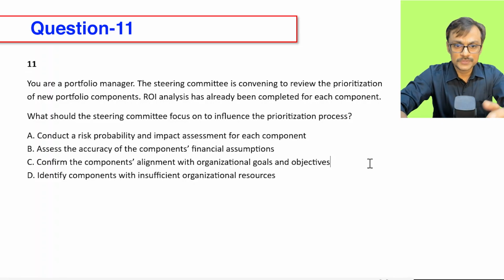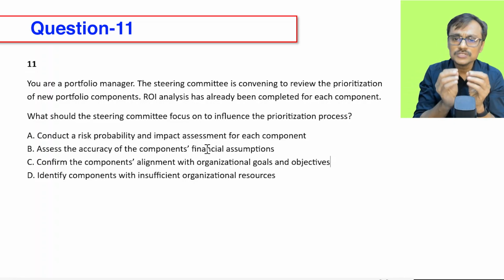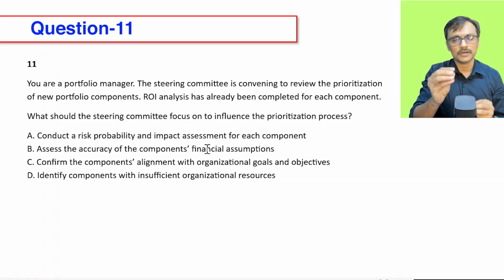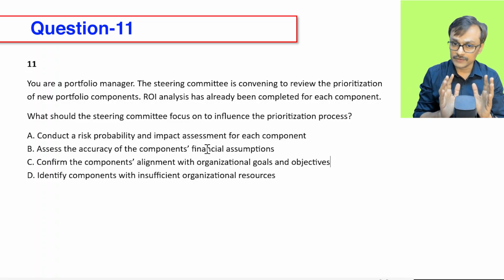So let's see what the options are. Conduct a risk probability and impact assessment for each component. The steering committee doing that would be too detailed. Assess the accuracy of the components' financial assumptions. A possible candidate, but this is something you should be doing, because you are recommending and getting details for the various portfolio components. Confirming the components are aligned with organization goals and objectives looks good. Whenever alignment to strategic objectives and goals comes up, that option becomes a candidate. If you just keep this in mind, 10 plus questions will go right in your PfMP exam.